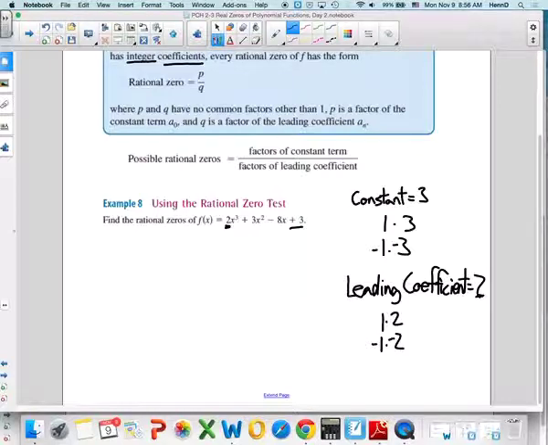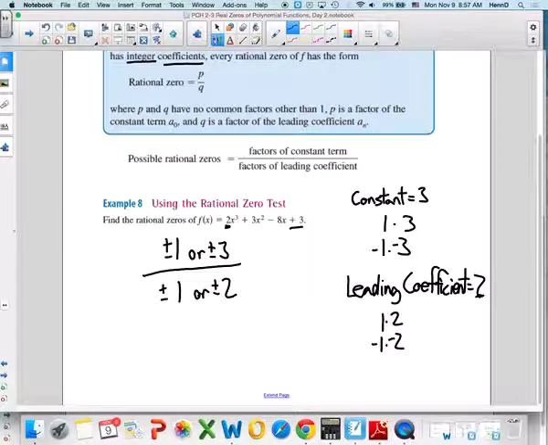So here's the deal. We have possible zeros. Okay? I like to start with the ones that come out to be integers. So, factors of the constant term. I have plus or minus 1 or plus or minus 3. And that's going to go over plus or minus 1 or plus or minus 2, right?